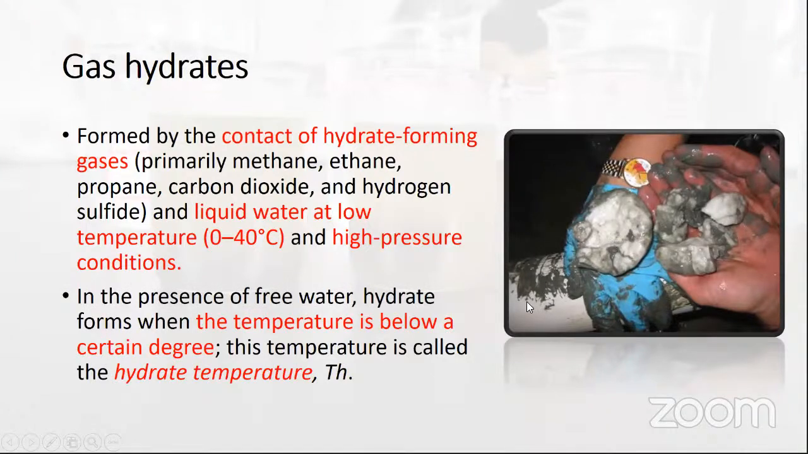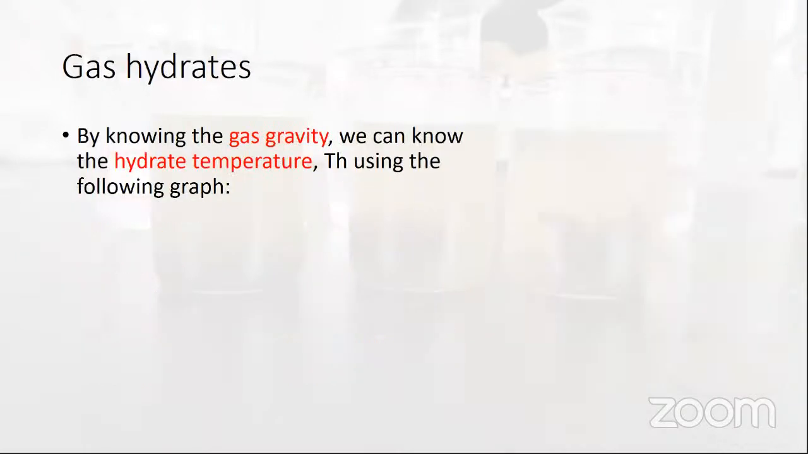But we have a criterion to form the gas hydrate: the system has a temperature that is less than a certain temperature called the hydrate temperature. The hydrate temperature is the temperature at which the gas hydrate forms when there is contact between some gas components and free water. How do we know that we will have a gas hydrate formation problem?